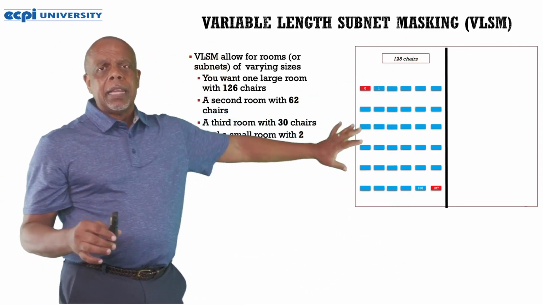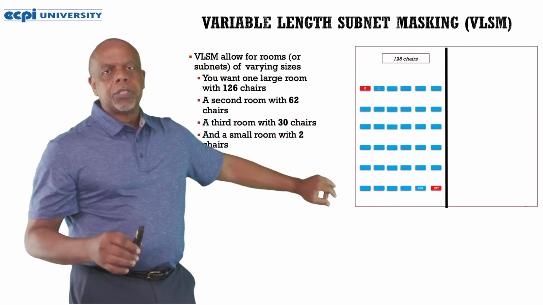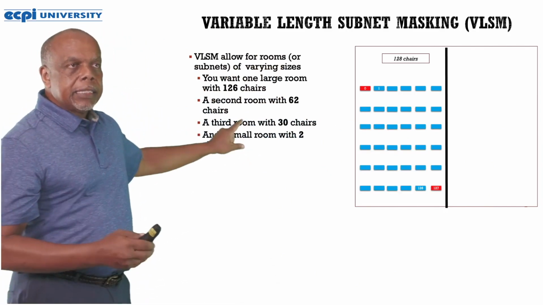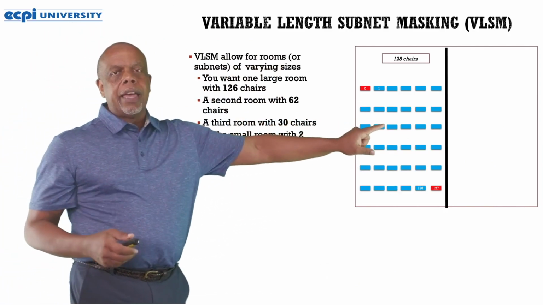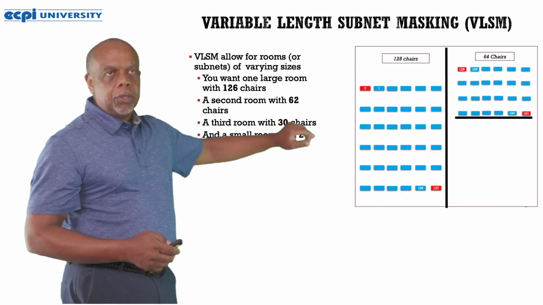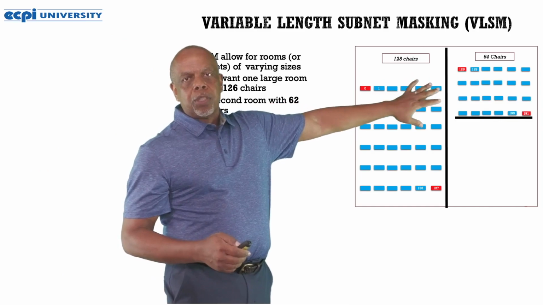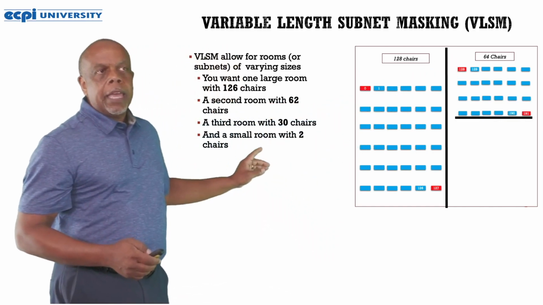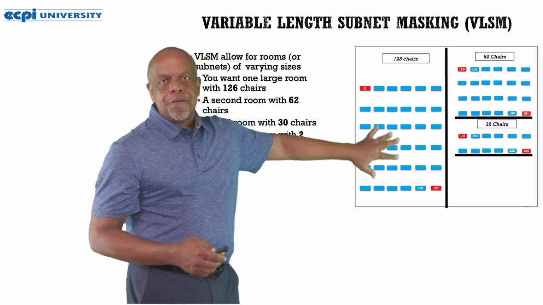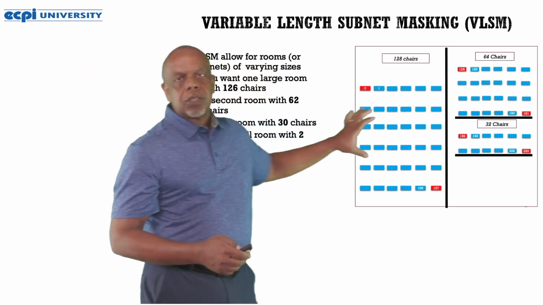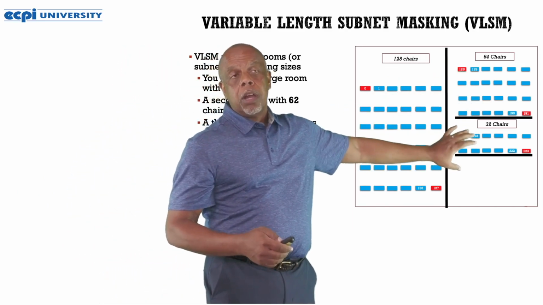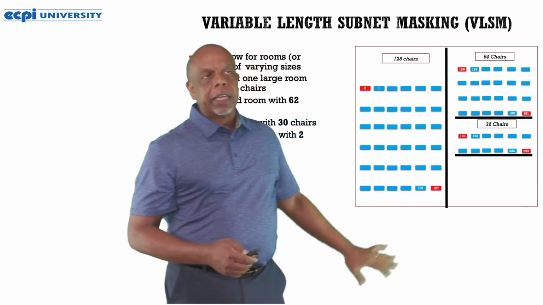With regular subnetting, if you remember, I'd have 128 chairs here and 128 there. But instead, let's say I need a second room that doesn't have 128, but I only need 62. Well, that's what I would be able to do. I could divide this up, get 64 chairs, which gives me 62 usable. Now I need a third room that needs 30 chairs. So you see, now I've got variable length subnets: 126 usable here, 62 usable here, 30 usable here, and I can keep going with that.